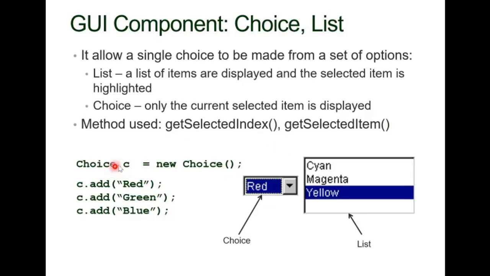So for choice, you look at the code here: Choice c, then use new Choice. After that you add red, green, and blue. Okay, next.